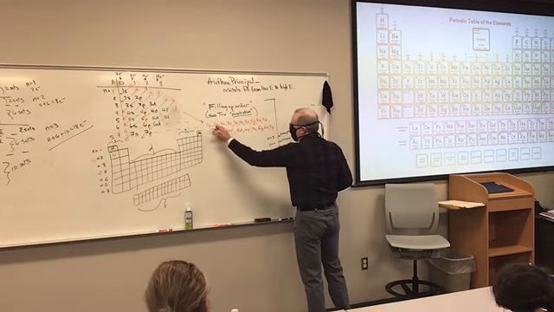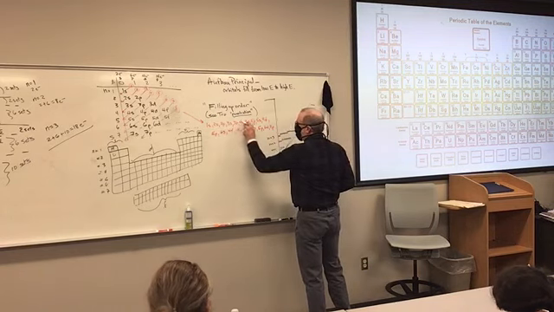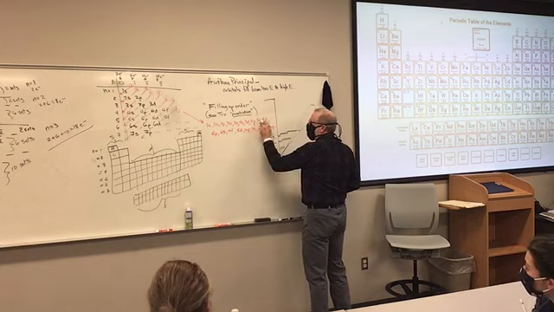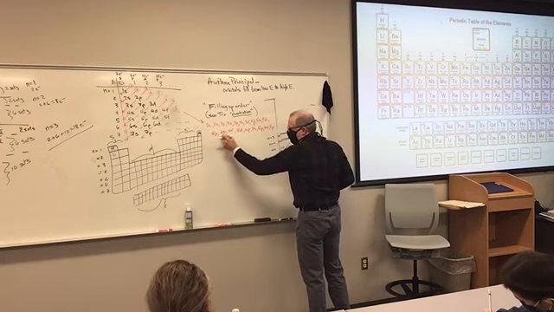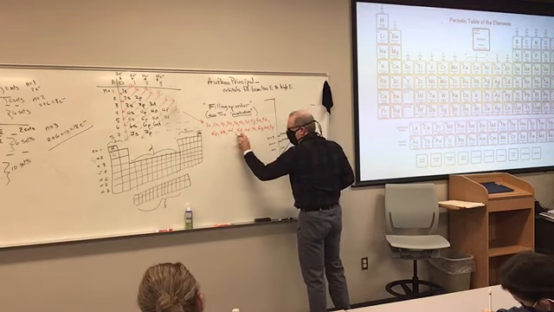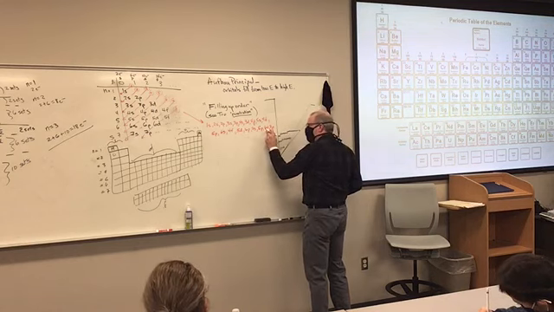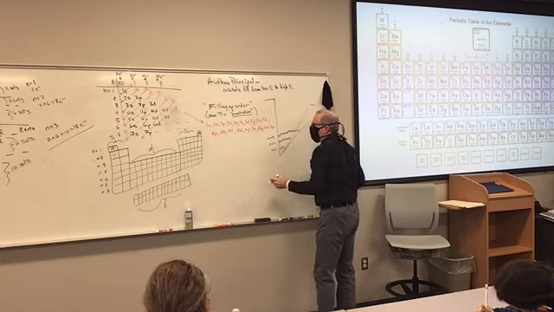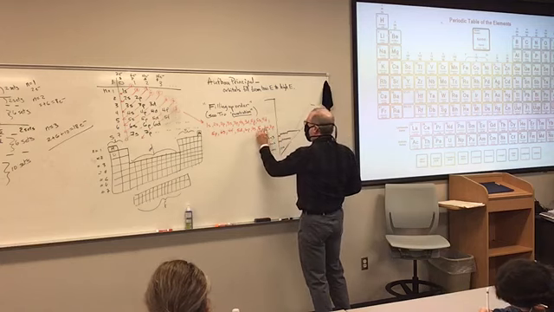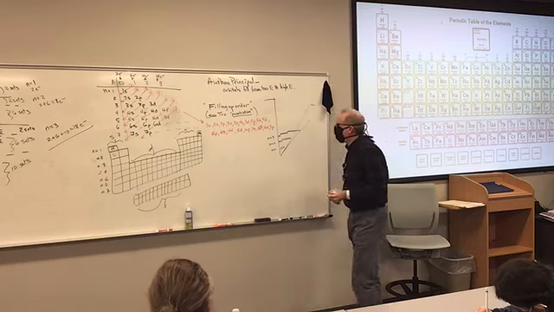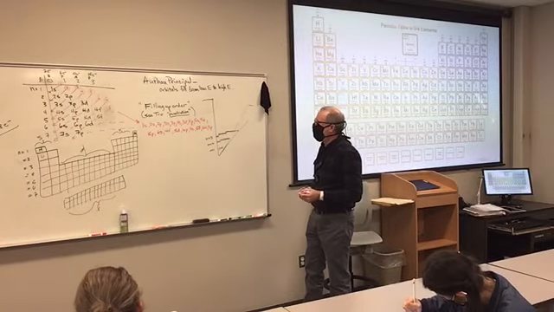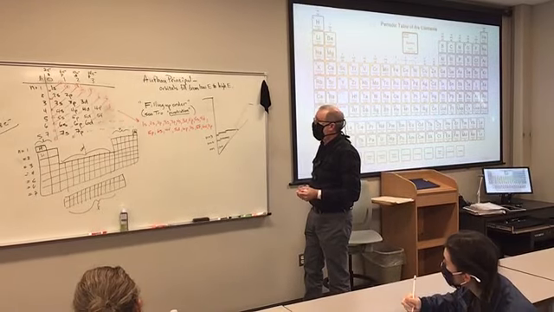So the electron counts are 2, 2, 6, 2, 6, 2, 10, 6, 2, 10, 6, 2, 14. D is 10, P is 6, S is 2, P is 6, D is 10, P is 6. Pardon me, that's F. Here we go. I knew there was a 14 in there I'd missed. Okay.